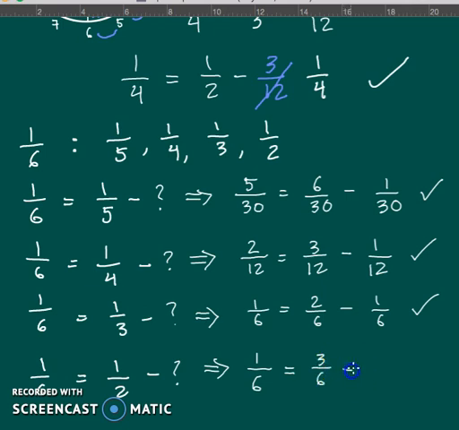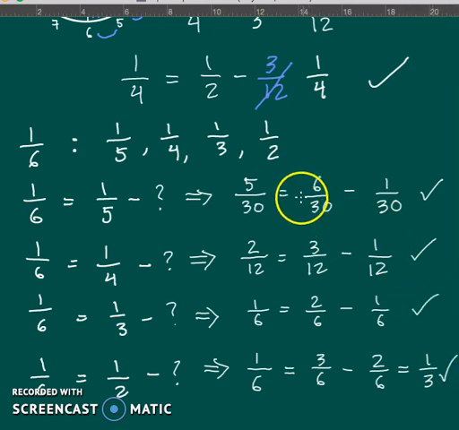And now we're asking ourselves, 3/6 minus what is 1/6? And the answer is 2/6, which is not a unit fraction. But if we simplify, we will get 1/3, which is a unit fraction.